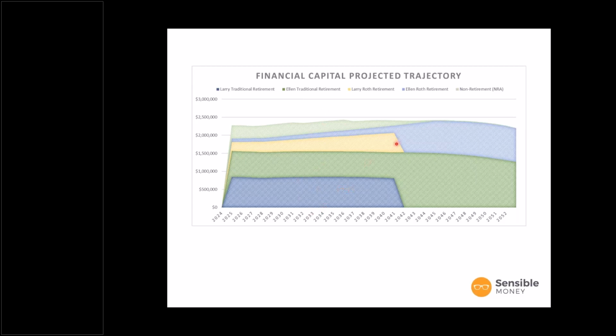And for example, if Larry's Roth account suddenly disappears, what happens is it all passes on to Ellen. And so it doesn't actually just disappear. It just rolls into Ellen's Roth here. This yellow becomes the blue. But this looks like a pretty solid plan.